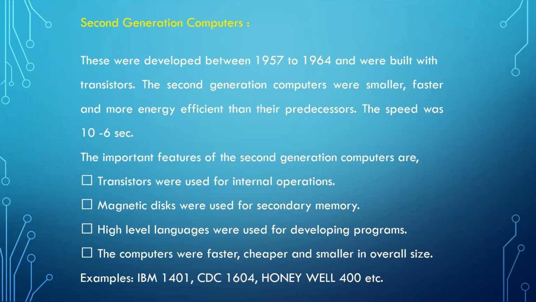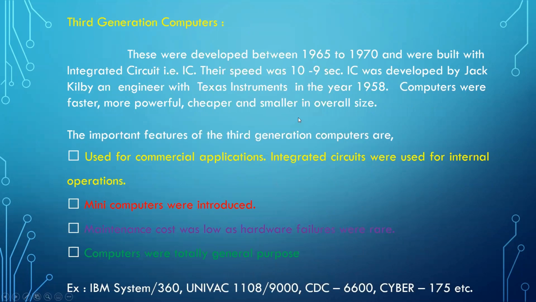That is, in the first generation, for programming purpose, we used only low-level language, the machine language. But in the second generation, we started using high-level language because that was developed by this time. The high-level programming was used in the second generation of computers, and these are cheaper compared to first generation computers. And examples of second generation computers are IBM's 1401 and Honeywell 400.